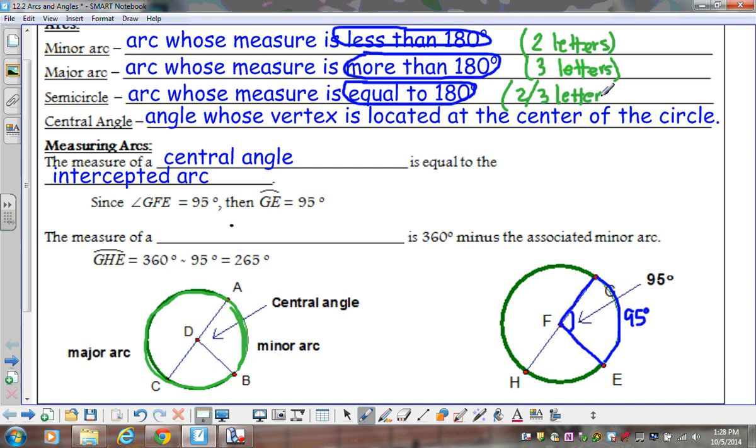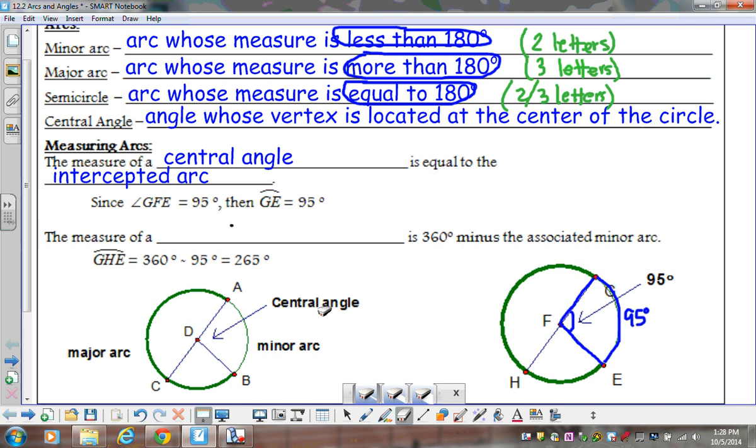This is something you might want to put on there so you can refer back to it. Once again, a minor arc, less than 180 degrees, you use 2 letters. A major arc is more than 180 degrees, you use 3 letters. A semicircle is equal to 180, and you can use 2 or 3 letters to name it. So that's just talking about the different arcs. And really, those are the 3 concepts we're going to be talking about today: minor, major, and semicircle with our central angle.